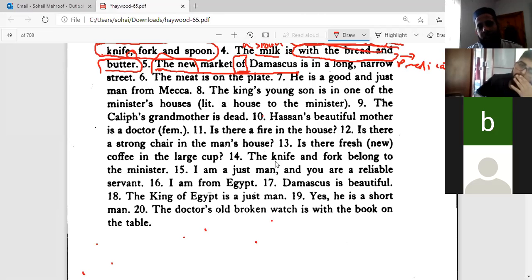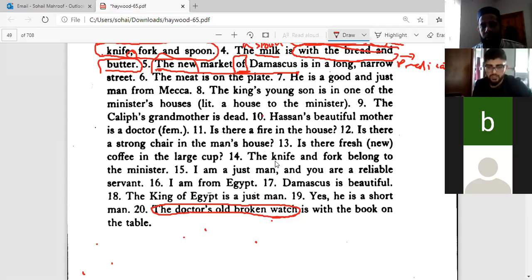Question 20. Ibrahim, what's the subject here? The doctor's old broken watch. The watch is the subject. Just the watch? No, the doctor's old broken watch, because the watch is linked with the doctor's old broken watch. So the subject is the doctor's old broken watch. Okay, that is the subject, right? And then the predicate will be with the book on the table.